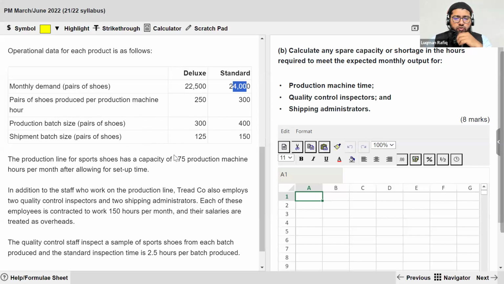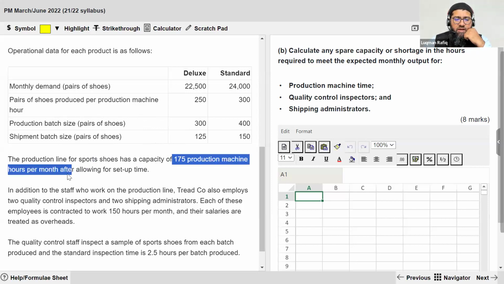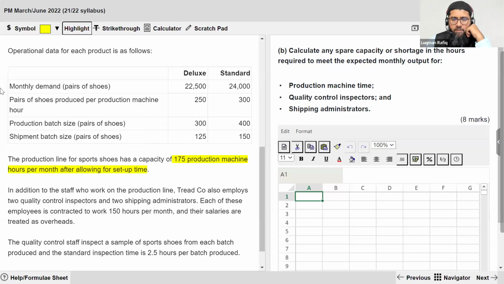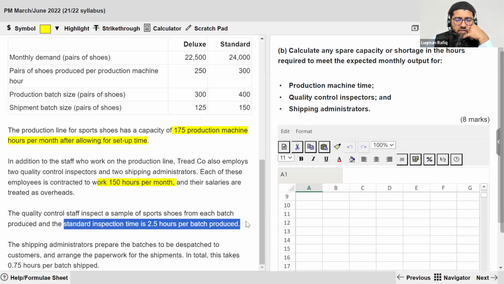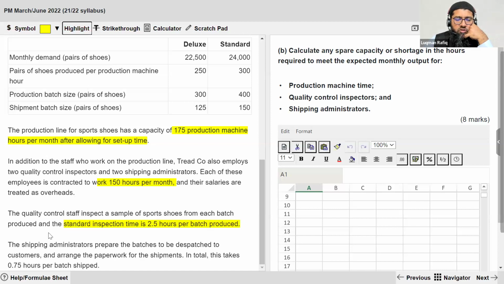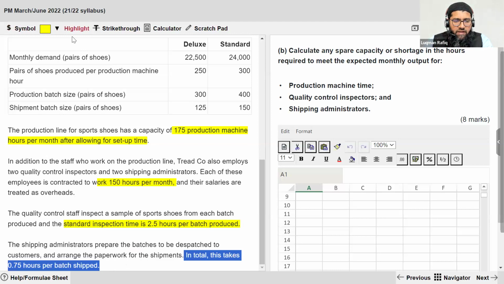The production line for sports shoes has a spare capacity of 175 production machine hours per month after allowing for setup time. In addition to the staff who work on the production line, the company also employs 2 quality control inspectors and 2 shipping administrators. Each of these employees is contracted to work 150 hours per month, and their salaries are treated as overheads. The quality control staff inspect a sample of sports shoes from each batch produced. Standard inspection time is this per batch produced. Shipping administrators prepare batches to be dispatched to the customers and arrange the paperwork for the shipments. In total, this takes 0.75 hours per batch shipped.